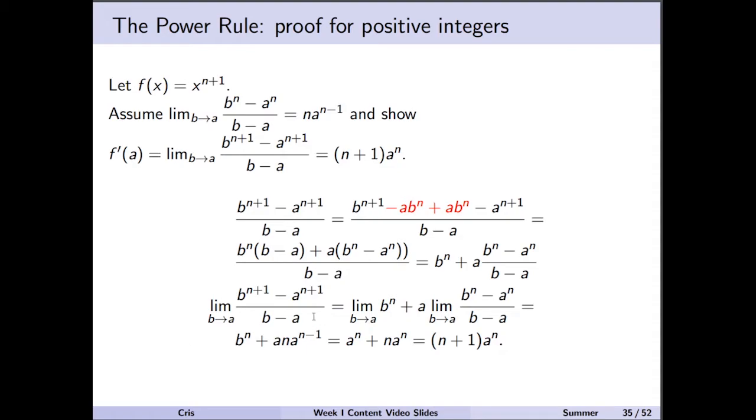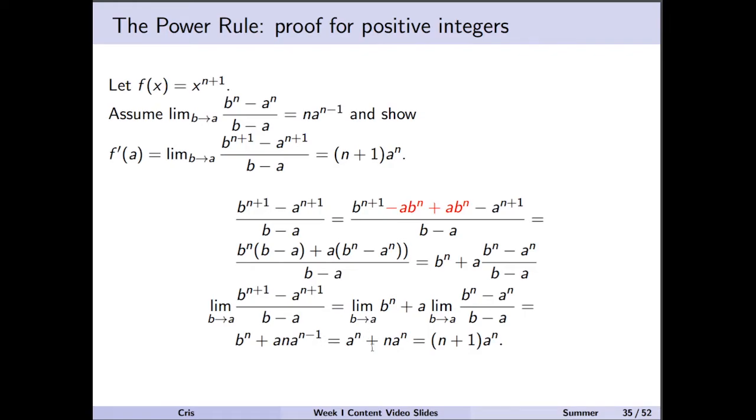So taking limits right here, we get the limit of b to the n, as b goes to a, is a to the n. Oops, that's a typo. I wrote b to the n right here, but it really should be a to the n. The limit of b to the n, as b goes to a, is a to the n, not b to the n, sorry. Plus a times the limit of b to the n minus a to the n over b minus a. But this is the limit that we know. It's equal to n times a to the n minus 1. So this a stays here, and then we get n times a to the n minus 1.